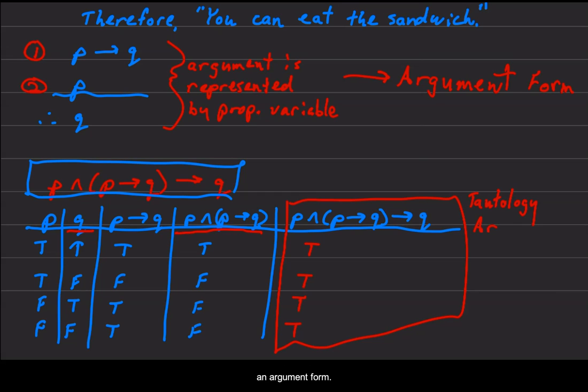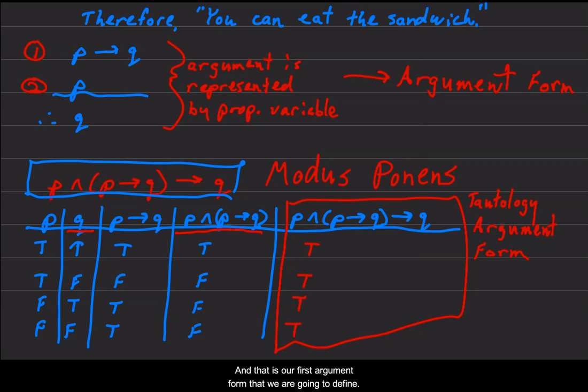Modus Ponens. And that is our first argument form that we're going to define. And specifically, this is the argument form for Modus Ponens. And that is our first argument form that we're going to define.